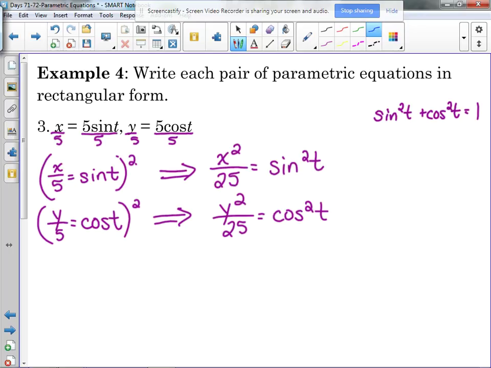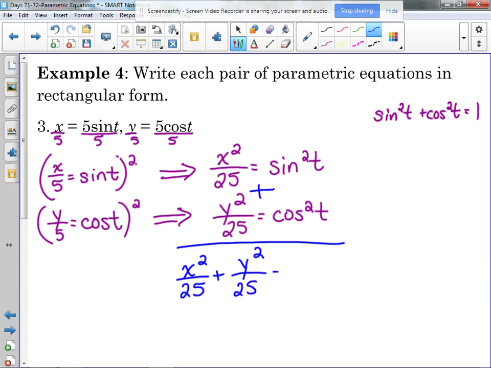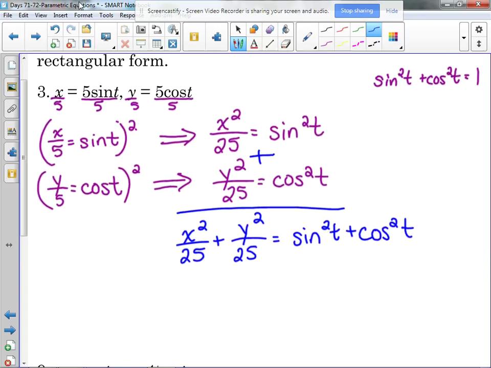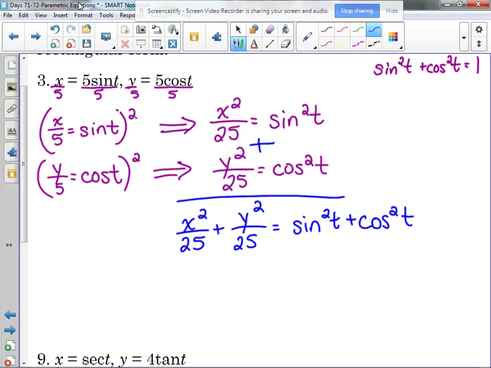All right, so now we finally got our trig equations squared. In order to use our trig identity that sine squared plus cosine squared equals 1, we need to add these two equations together. We've got x squared over 25 plus y squared over 25 is equal to, adding what we've got on the right side, sine squared of t plus cosine squared of t. It's kind of a systems of equations thing. It's been a long time since y'all have done systems of equations. But you can add any two equations together that you want to. You just add the left sides and add the right sides.